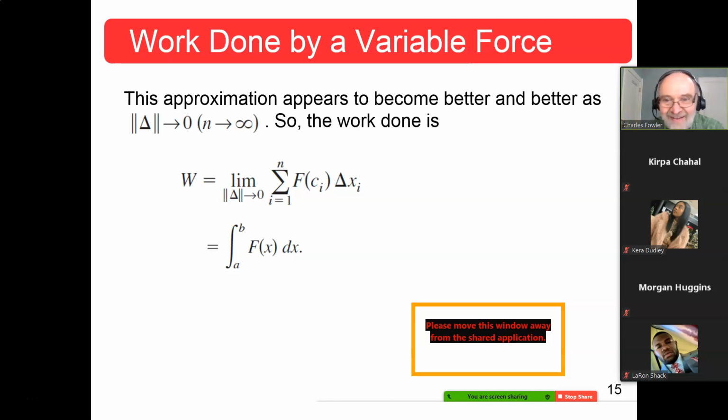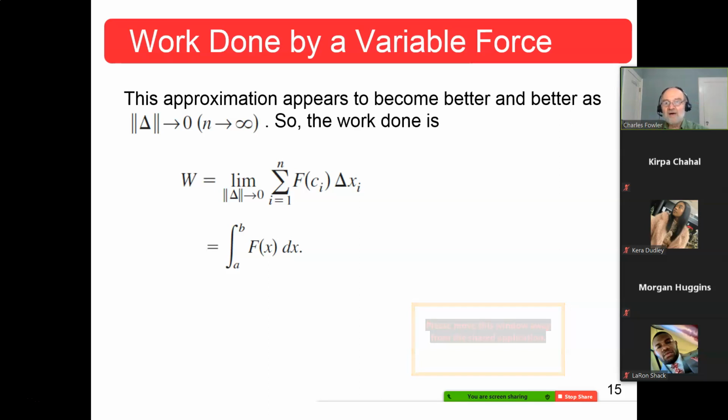Okay, all right. So the limit as the norm of that partition goes to 0 of your summation then becomes your integral from A, which is when i was equal to 0, to B, which is when i is equal to n, of F of x dx. And that's all it is.